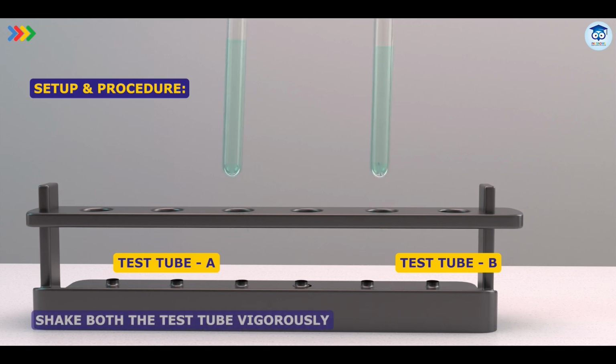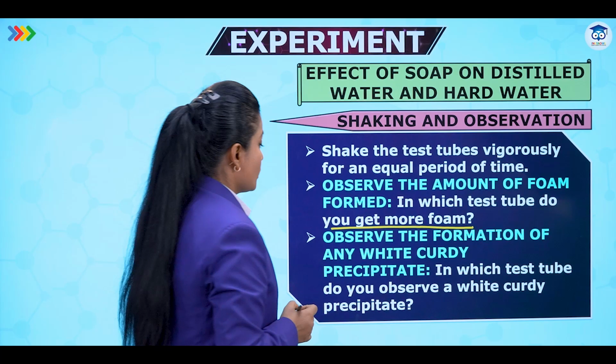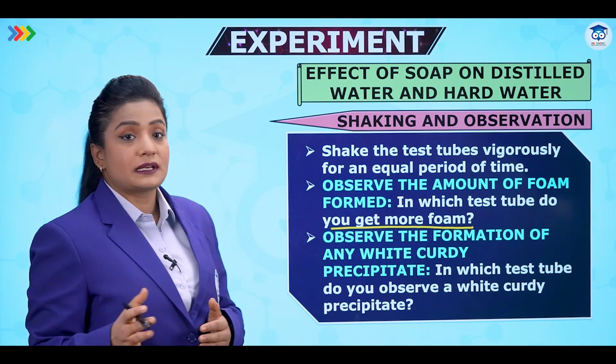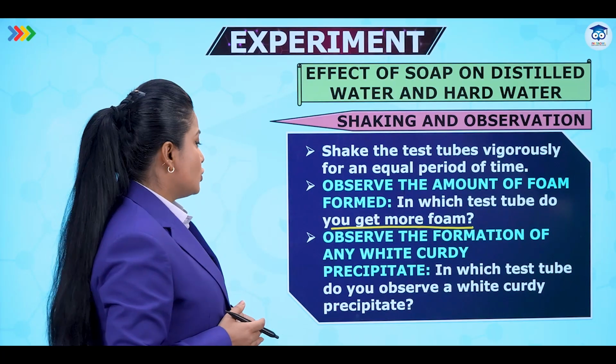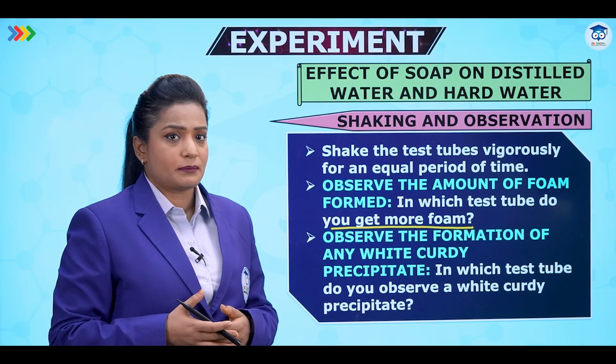And then we are going to shake both the test tubes vigorously for an equal period of time. Let's observe the amount of foam formed. In which test tube do you get more foam? Also observe the formation of any white curdy precipitate. In which test tube do you observe a white curdy precipitate? Let's find out.